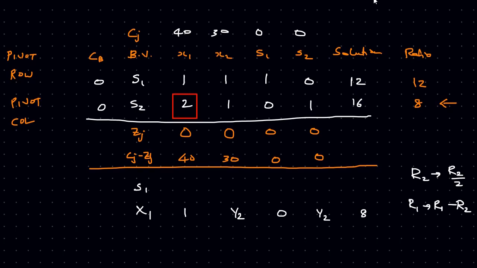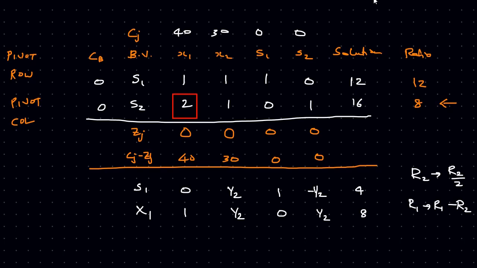Since we have 1 here and 1 here, we just need to subtract the rows. So here the value becomes 0, and here it will be 1 minus 1 by 2, so that we get half. And here it will be 1 minus 0, so you have 1, and then here 0 minus half, so that will be negative half. And here it becomes 12 minus 8, that will be 4.